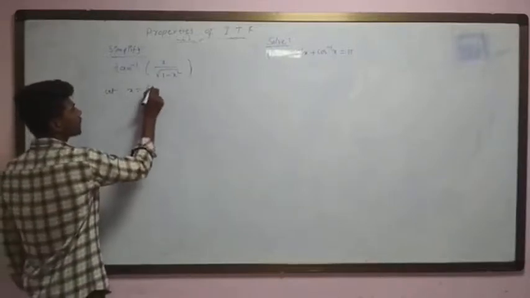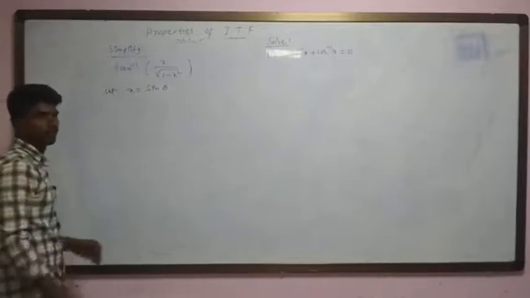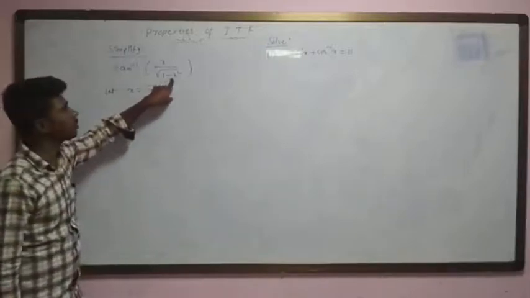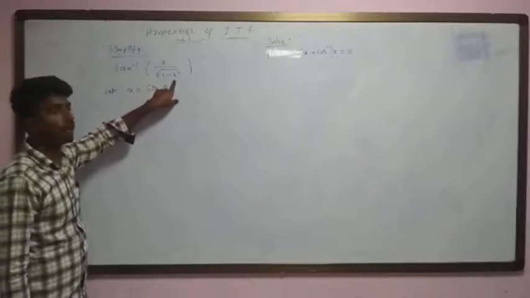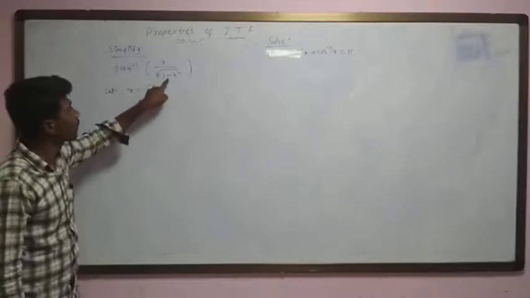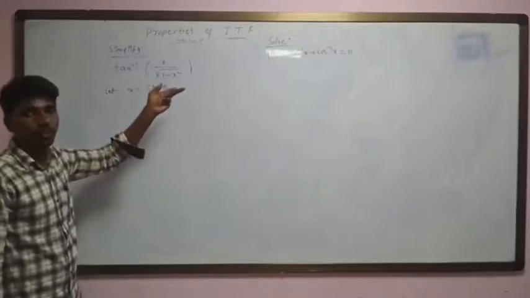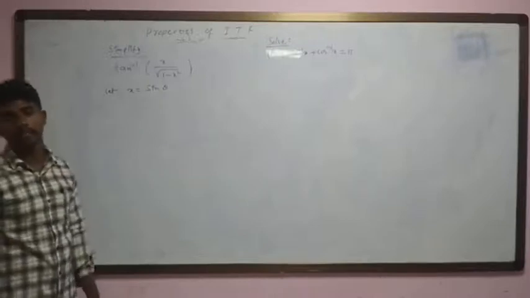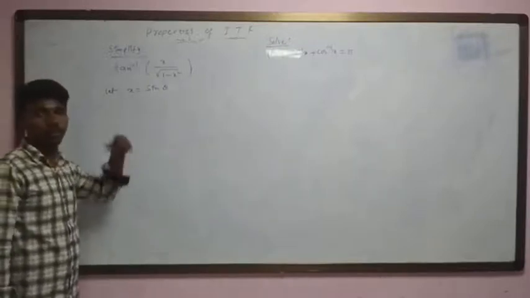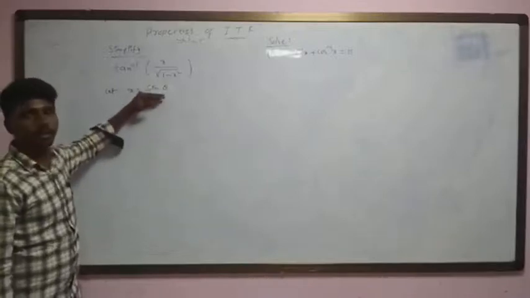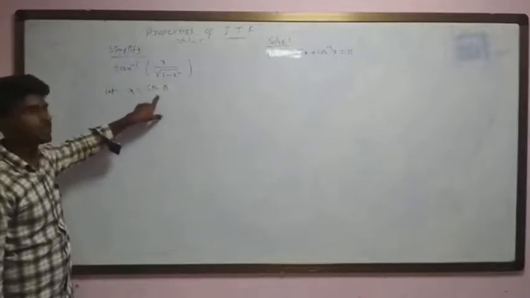So why am I substituting sin theta? Why am I not taking tan theta? I'll explain. Under root 1 minus x square, if I substitute tan theta, 1 minus tan square theta is not useful. 1 minus sin square theta is useful, 1 minus cos square theta is useful, because 1 minus sin square theta can be written as cos square theta. Square and root get cancelled. That's why I am using either sin theta or cos theta. So I took sin theta.